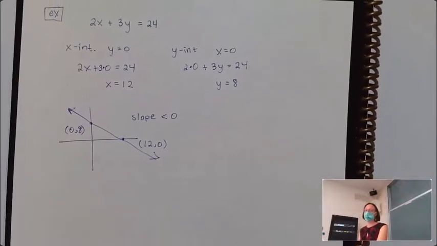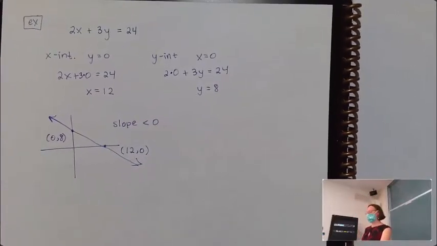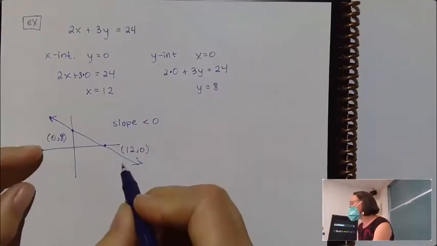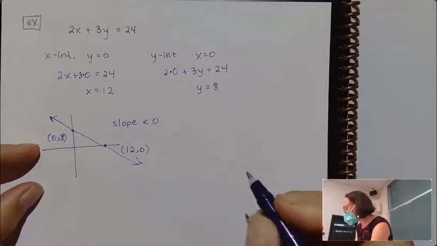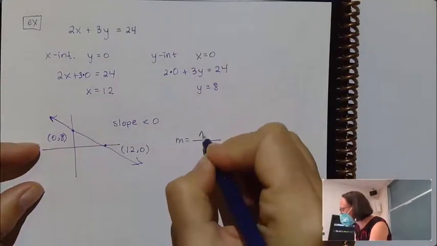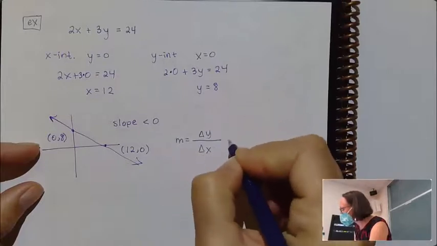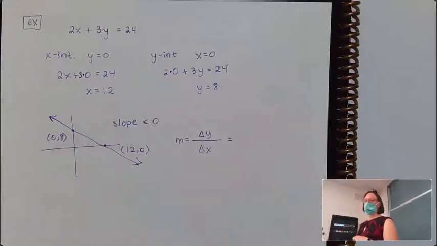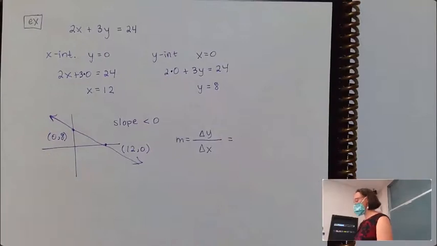So how would we find the slope, right? I just said that it was less than 0, but we didn't actually find it. Well, now that we have the X and Y intercepts, I would find the slope using those. So I would be looking at my change in Y over the change in X. Again, it doesn't matter which we call the first point and the second point. By convention, we usually go first point is on the left, second point is on the right.